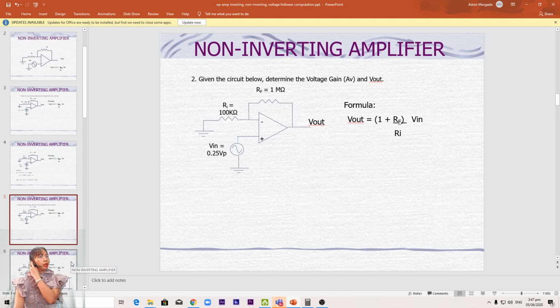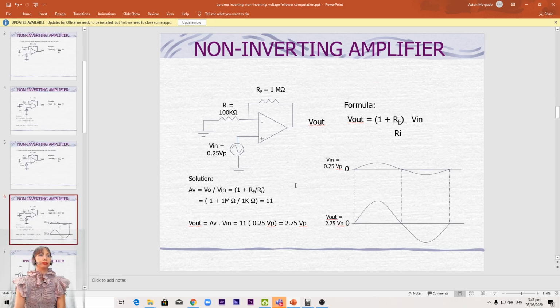So let's take a look at the computation. To compute the voltage gain, we have again 1 plus RF over Ri. So you have RF is 1 meg over 100K, which is 10, plus 1. So we have voltage gain of 11. And then for output voltage, we have AV times Vin. So 11 times 0.25 volts peak is equal to 2.75 volts peak.